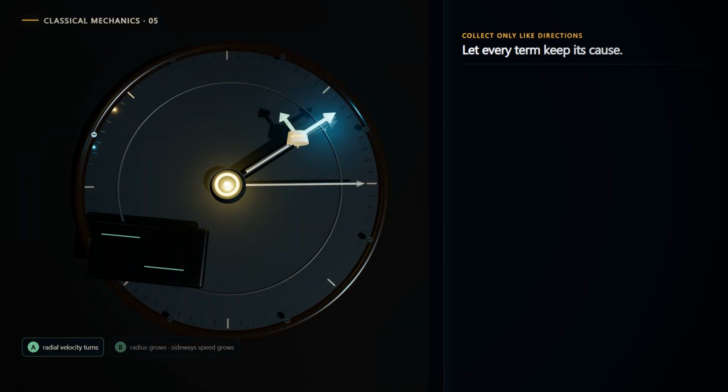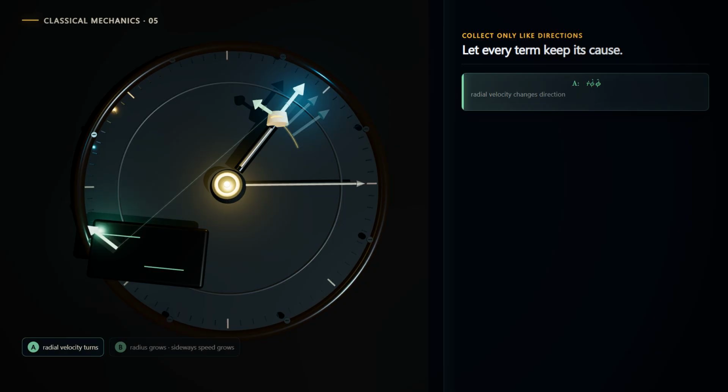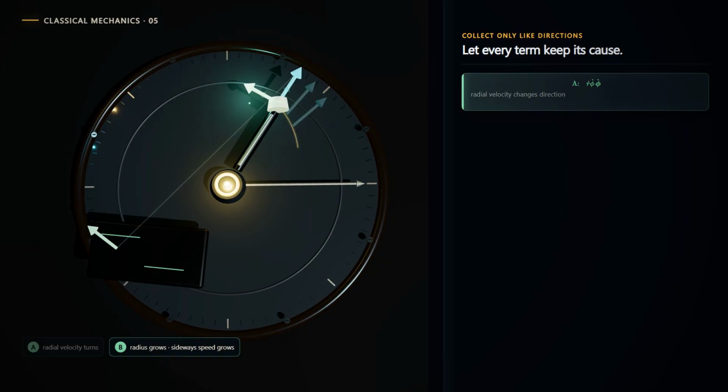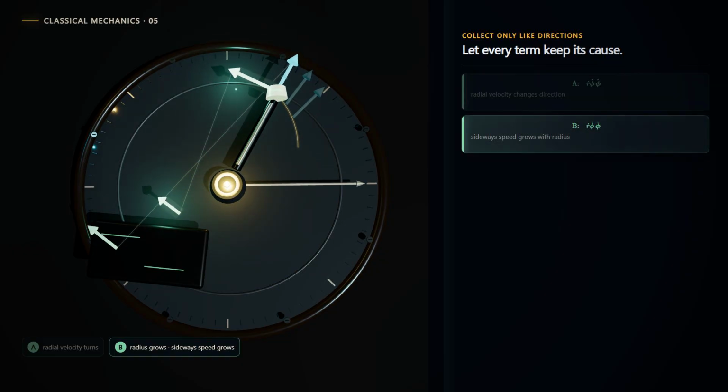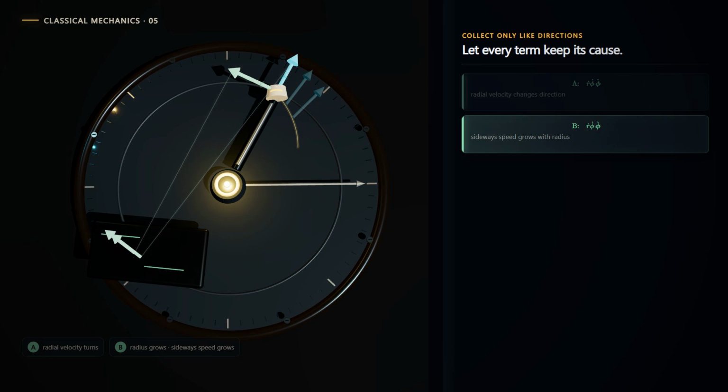The radial velocity arrow rotates, creating the first mixed contribution along phi-hat. Growing radius raises speed along phi-hat, creating the same mixed contribution. 2 equal terms, 2 different causes. Move them together. Only now may the ledger write the factor 2.